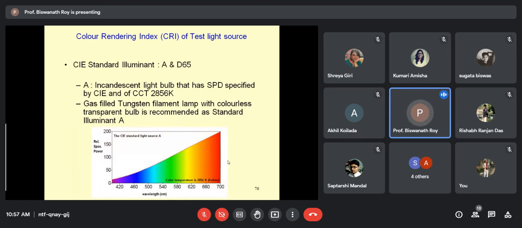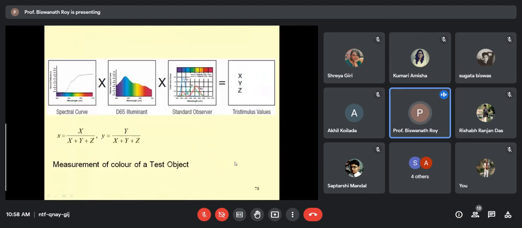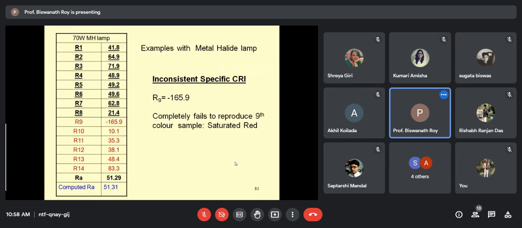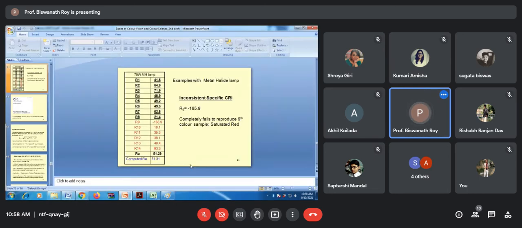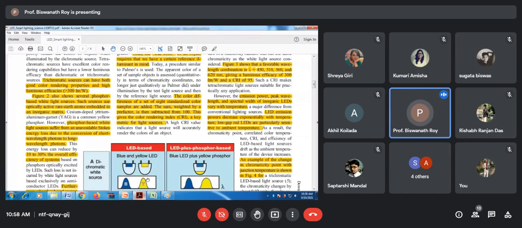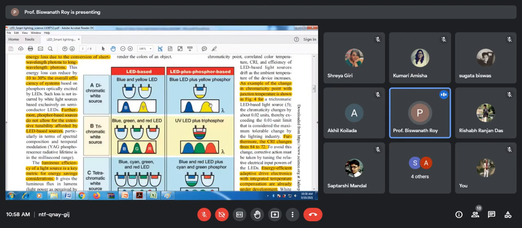So why does the metal halide lamp fail to reproduce the saturated red? The reason is simple. The radiation emitted by the metal halide lamp, the proportionate radiation optical power is very less in this region. So in this region, which is saturated red, the metal halide spectrum emits less power. Since it emits less power, it fails. That is why it is said it completely fails.